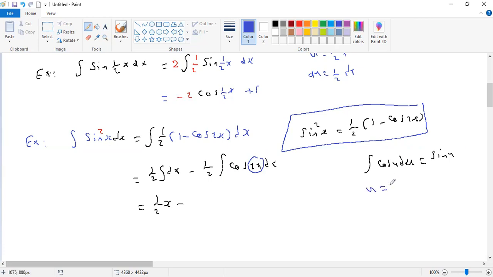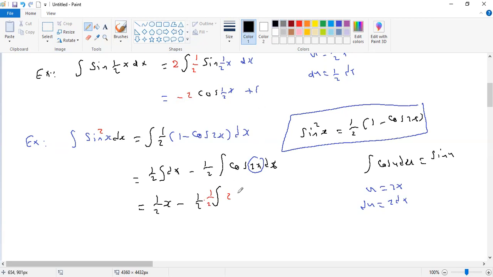So u is 2x. What is the du? It is 2 dx. So now we have dx here, but there is a 2, and we need the 2. So now this one is half the integral of 2. We have to multiply by 2 and divide by 2. Why? Because 2 divided by 2 will be 1.